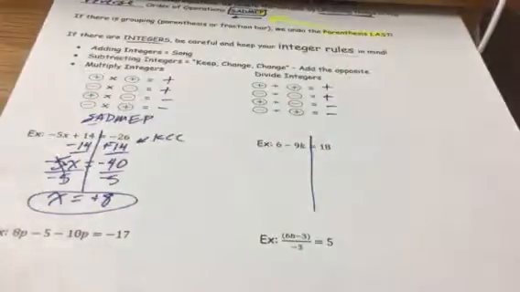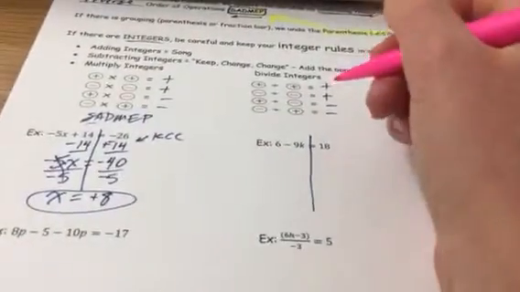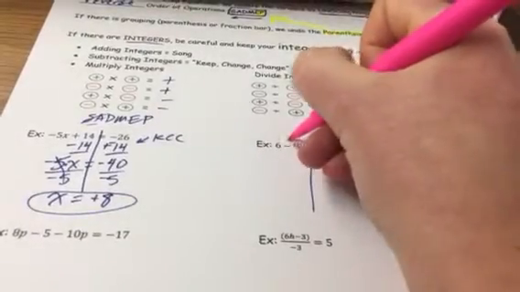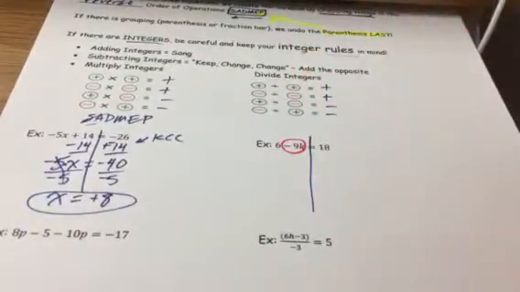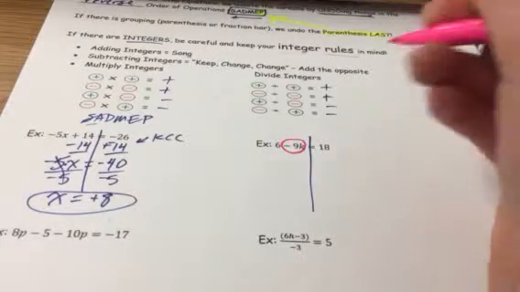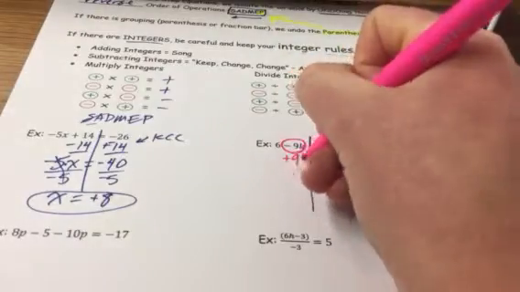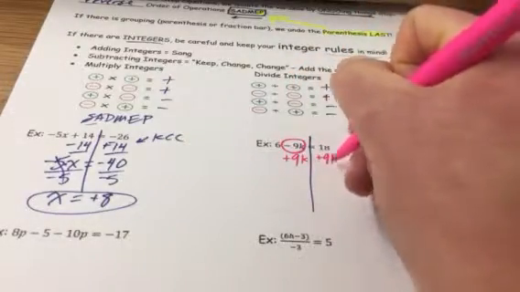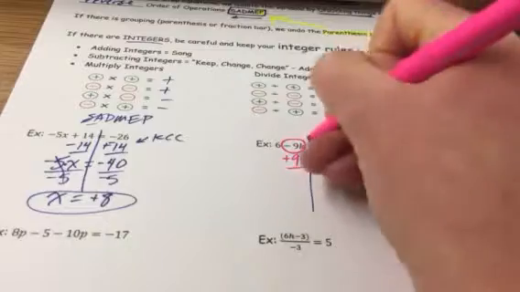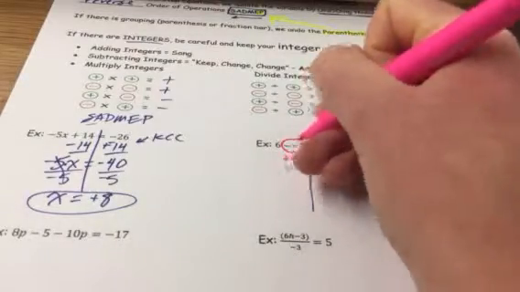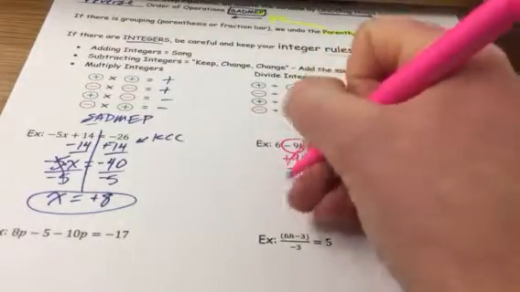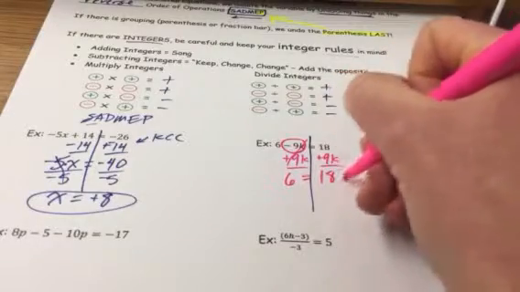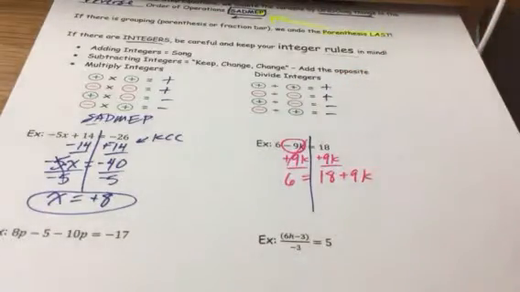Okay, let's take a look here. I think this one was a little tricky for you guys. This has a negative 9k, and we do not want it to be negative 9k. We want to make those k's positive. So the first thing I'm going to do is add 9k to both sides. I'm going to bring it to the other side, because my negative 9k's and 9 positive k's cancel out, and I'm left with 6 equals 18 plus 9k.